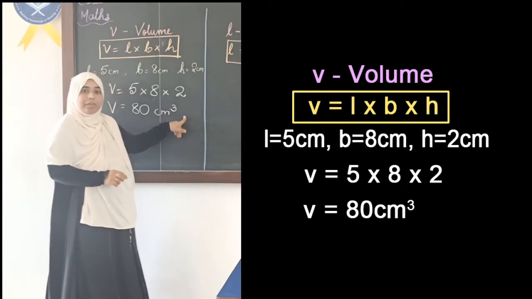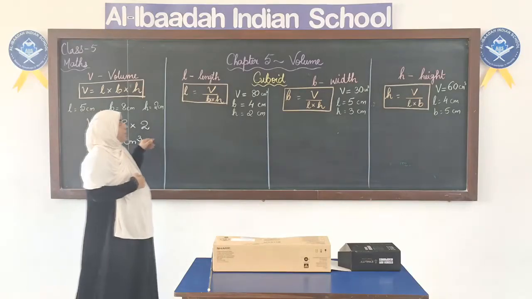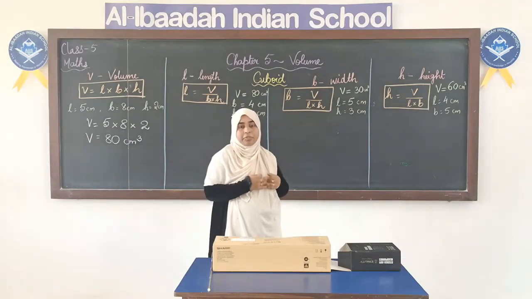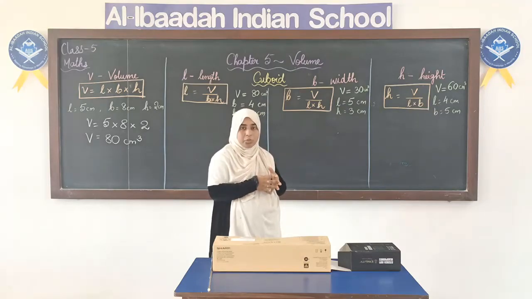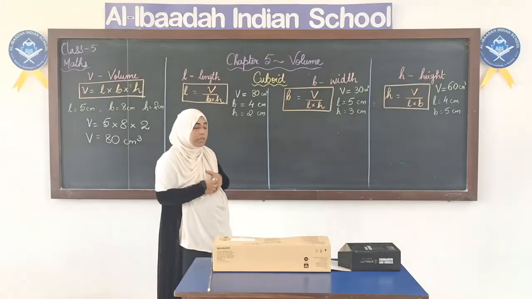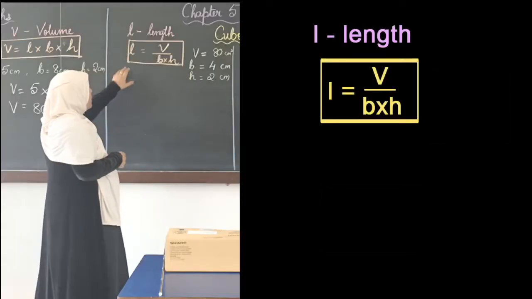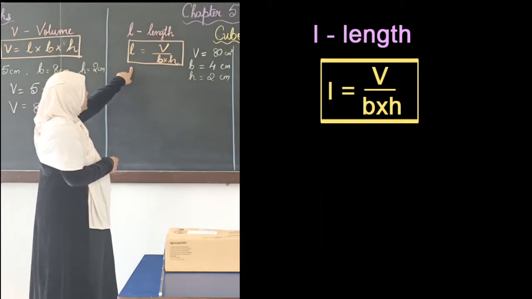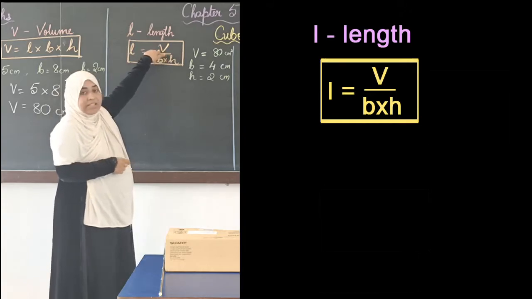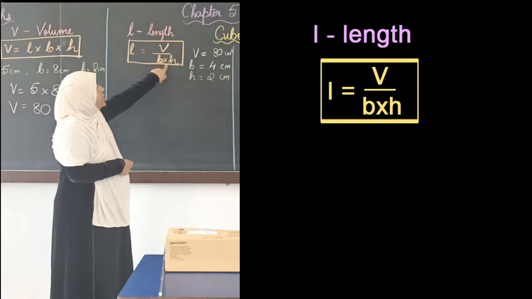Fine. I hope you have understood how to use the formula to calculate the volume. Now, next we will see using the formula how we can find the length, width or height of the cuboid. When we know the volume of the cuboid and we have to find the length, width or height, what are the formulas we use? Okay. First we'll try to find the length of the cuboid. For the length we have the formula L. L is for length. L is equal to V. What does V stand for? Volume. Volume divided by width into height.